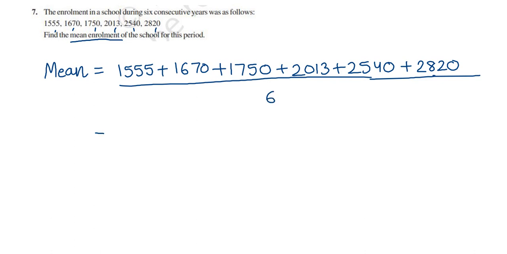The sum of numbers in the numerator is 1 2 3 4 8. On adding you'll get 12,348 and this is to be divided with 6. So we'll get the answer as 2058. So this is the mean enrollment of the school for this period, 2058. This was the 7th question.